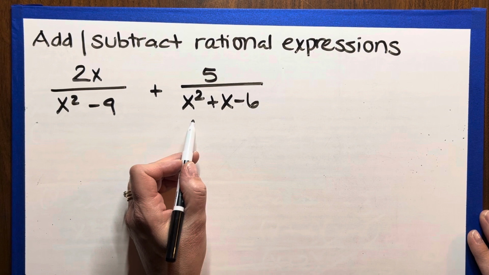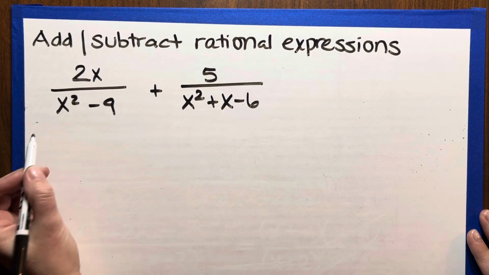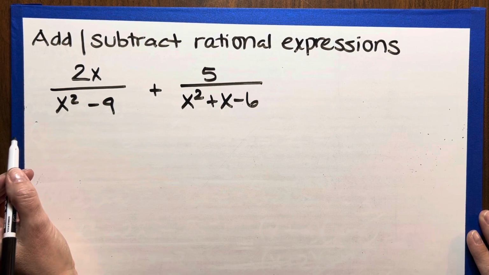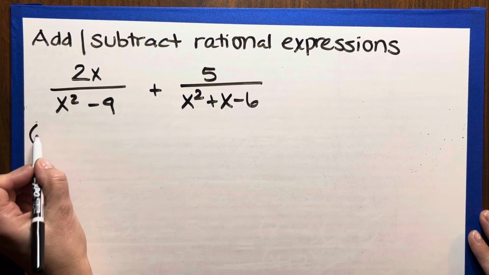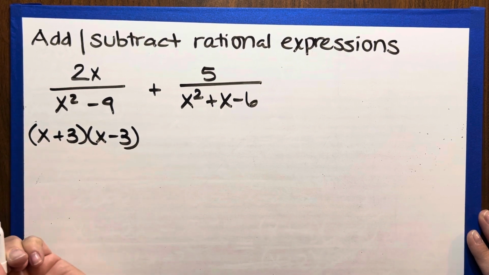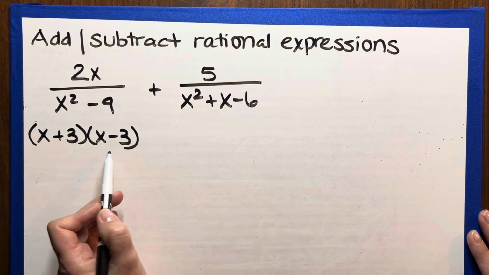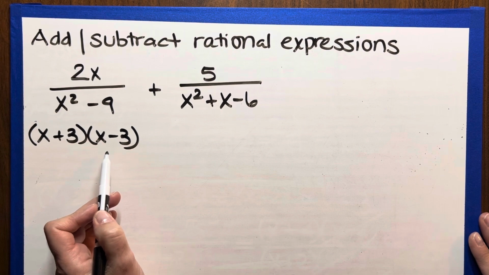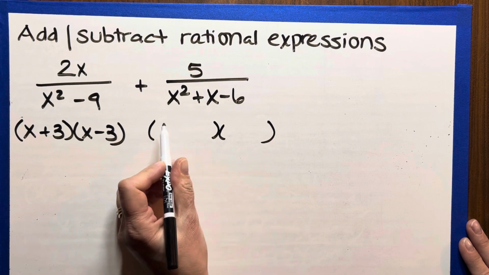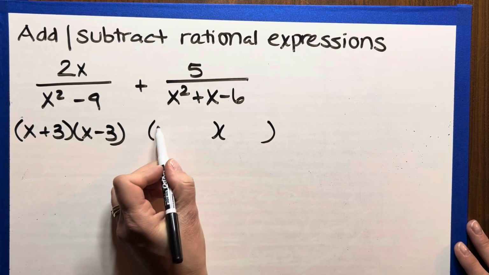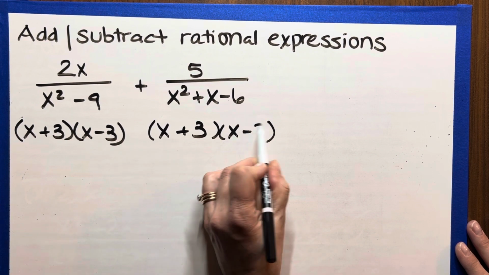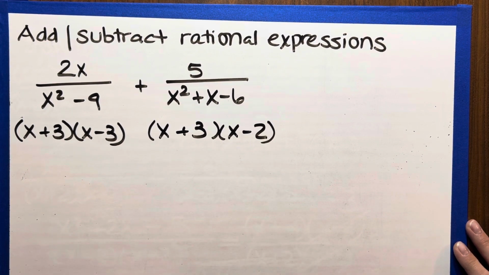For rational expressions, we would want to factor the denominators to see what each individual factor is and what we need to include in our LCD. So for our first denominator, x squared minus 9 is a difference of squares. So that factors into x plus 3 and x minus 3. In our second fraction's denominator, we'll just do some trial and error, but this will factor into an x plus 3 and an x minus 2.